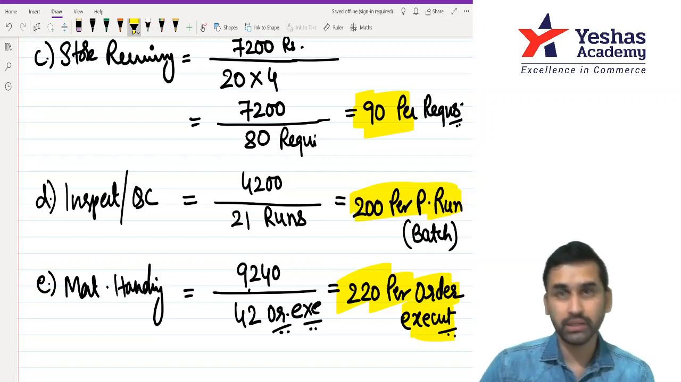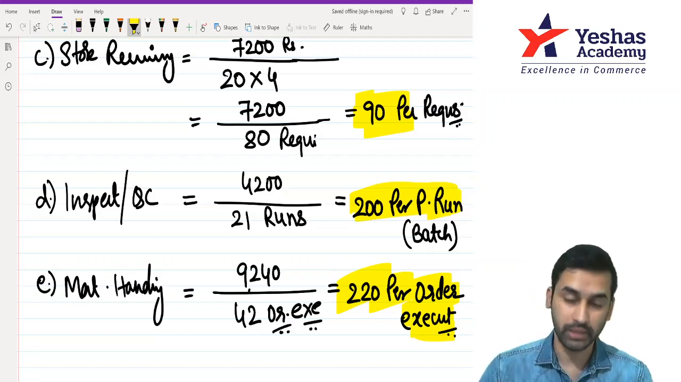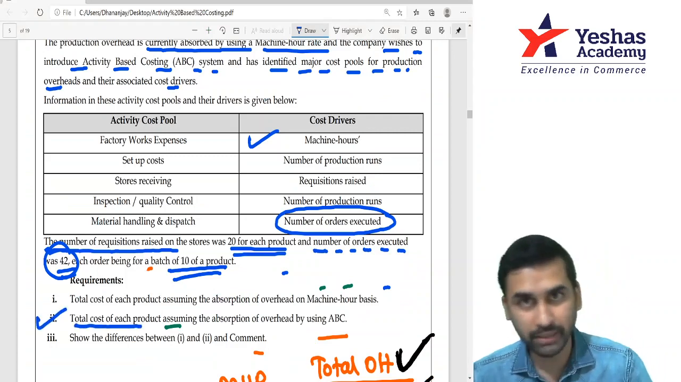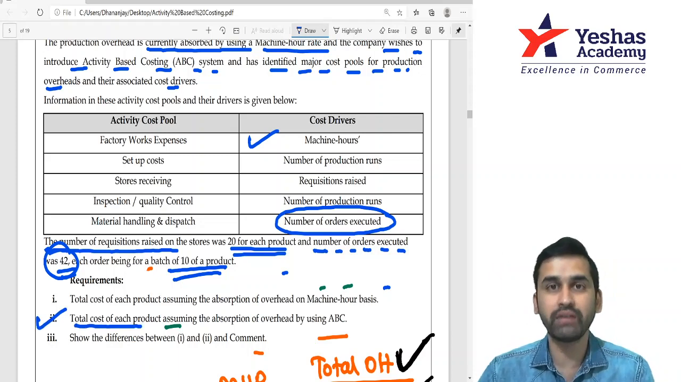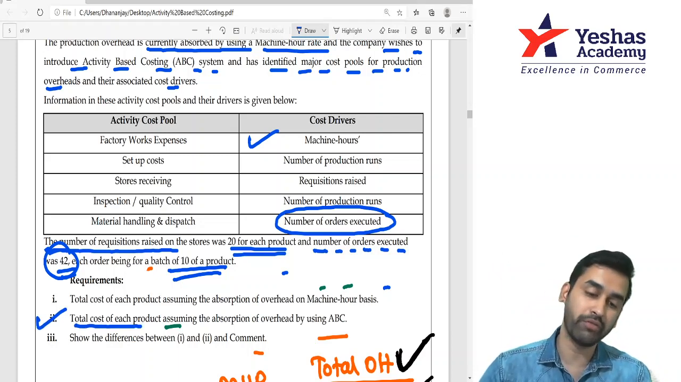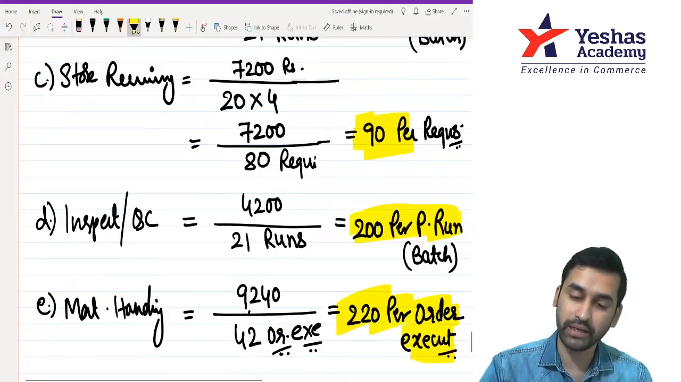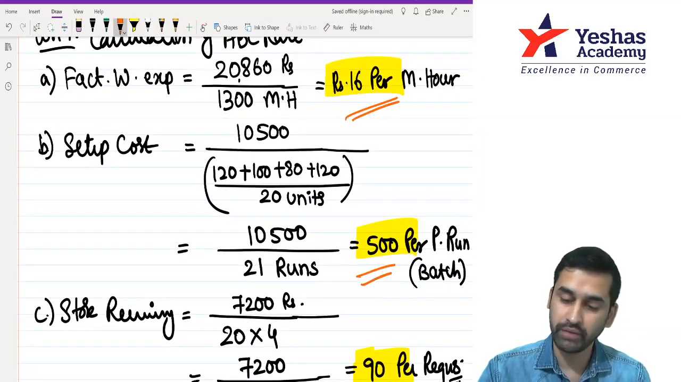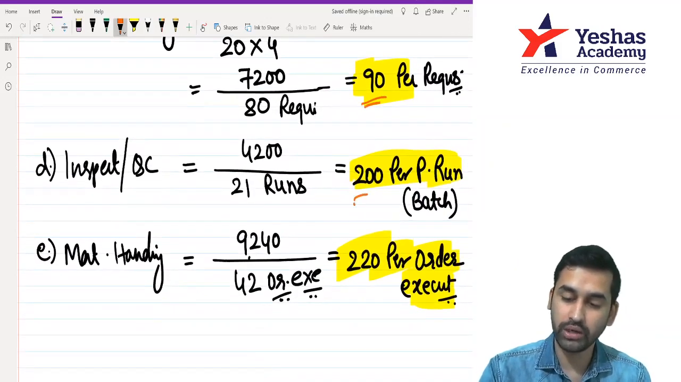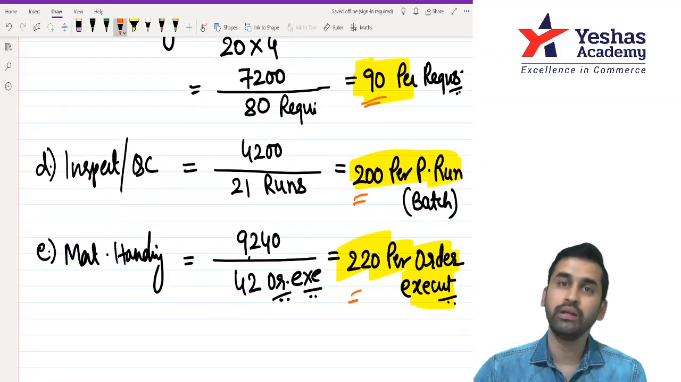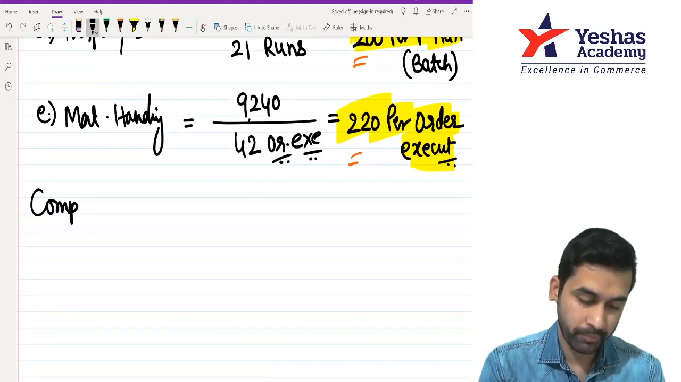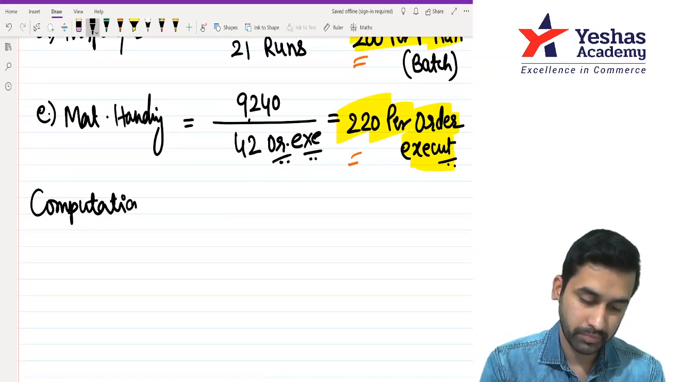Using these 5 numbers, you will have to calculate the cost, right? Go back to the question. They're saying total cost, that means material labor you have to take first and then overhead. But overhead will not be one line item, overhead will be 5 line items because you have calculated 5 different numbers here. 16, see this, 16, 500, 90, 200, 220. So all that will come line by line. Okay, let us start. Computation of total cost.